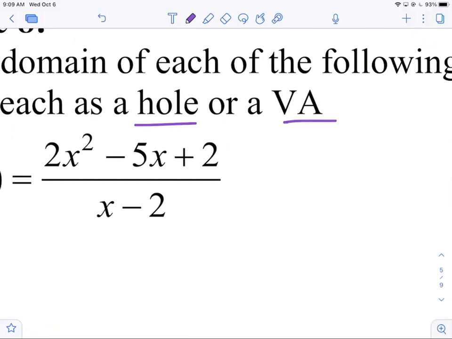Removable point discontinuity. Swiper, no swiping, right? And a VA, or a vertical asymptote's, real name is non-removable infinite discontinuity.